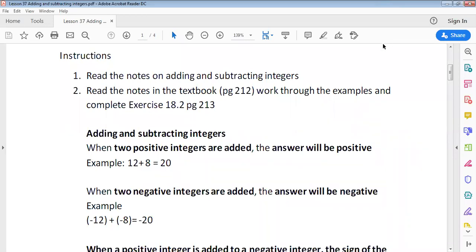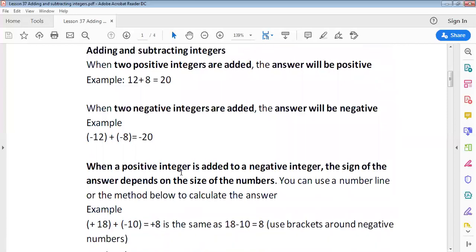So when it comes to adding and subtracting integers, there are certain rules that you need to follow. The first rule is when two positive integers are added, the answer will be positive. The example that you have there, a positive 12 plus positive 8 gives you 20. When you add two negative integers, the answer will be negative. So negative 12 plus negative 8 is negative 20. Why is that the case? Because the negative cancels out that positive. So it becomes negative 12 minus 8, which is negative 20. You're becoming more negative or smaller.